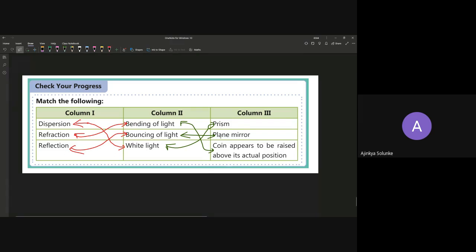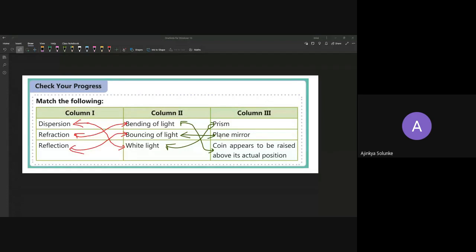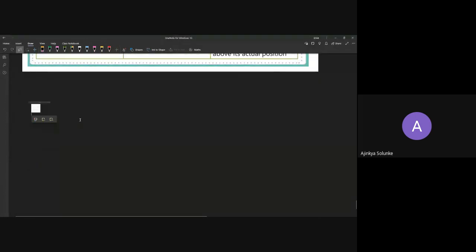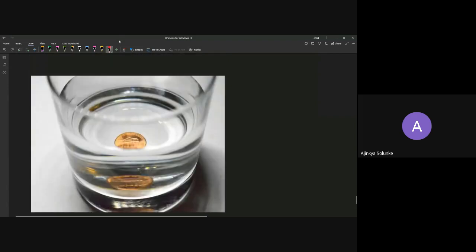Have you ever tossed a coin inside a glass full of water, or in a swimming pool, or in a river? That particular coin appears raised, right? Matlab, it looks like it is above inside the water, but it is not. Let me give you one example so it will be easy to understand. So this is the photo. It looks like that coin is above, correct? But it is not. We are able to see it above, and what is the reason why it looks raised? What is the phenomenon?